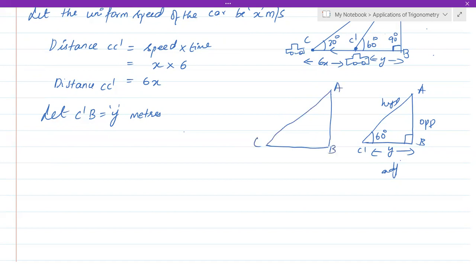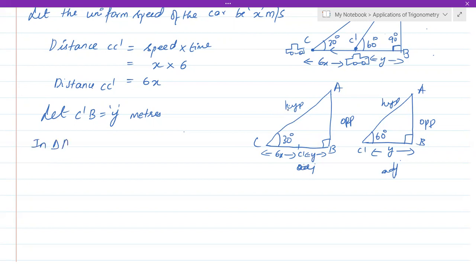ACB. Here it is 90 degrees and here it is 30 degrees. So this is opposite, this is adjacent and this is hypotenuse. And in between somewhere you have got the point C dash, isn't it? From here to here it is 6x and from here to here it is y, isn't it? And this is the adjacent side. Now first let's take the first triangle ABC dash.